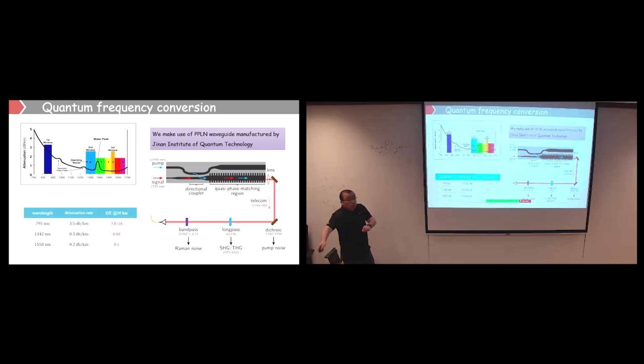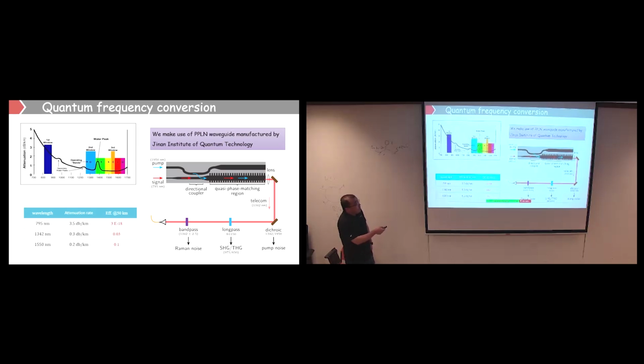If you really want to do field experiments, you need to do frequency conversion, converting it into some telecom band. You need to convert this 795 nanometer light into 1310 or 1550. 1550 is good because it has a low loss in the fiber, 0.2 dB per kilometer. So we fabricated a periodically poled lithium niobate (PPLN) waveguide.